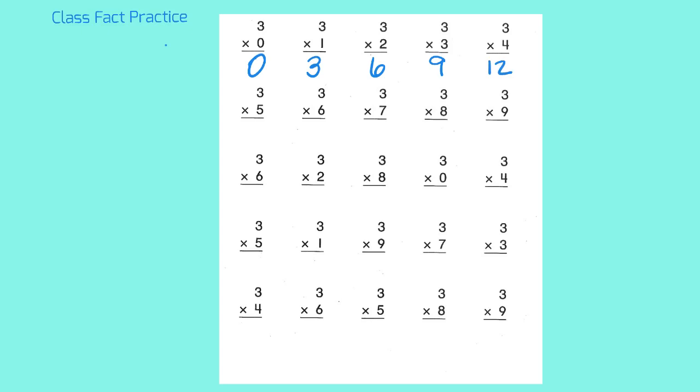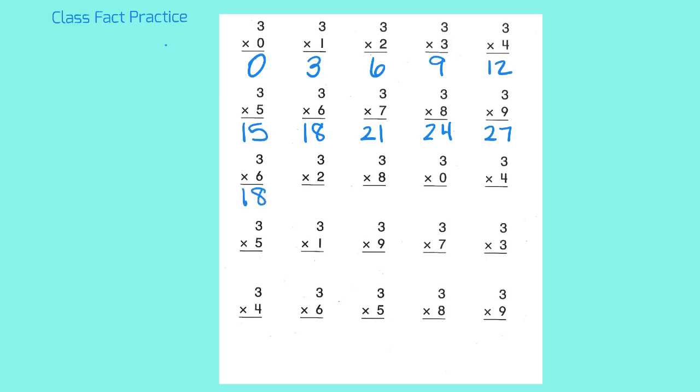12. 3 times 5 equals 15. 3 times 6 equals 18. 3 times 7 equals 21. 3 times 8 equals 24. 3 times 9 equals 27.